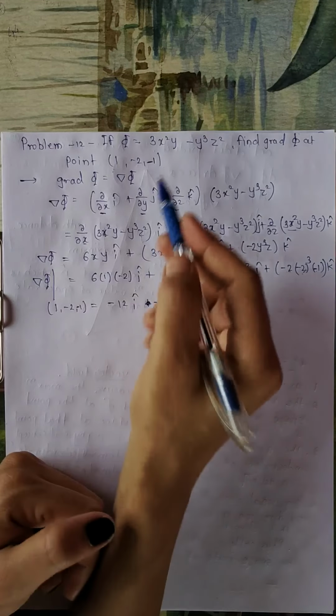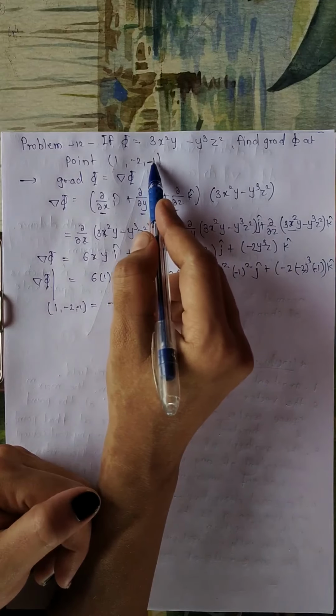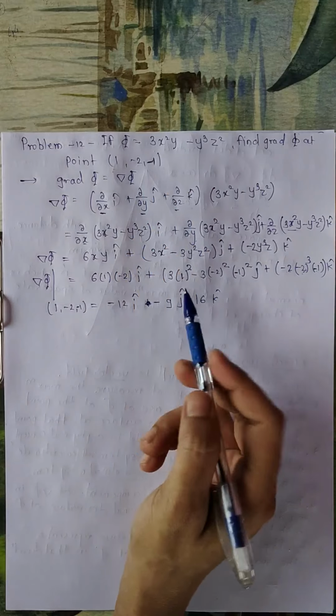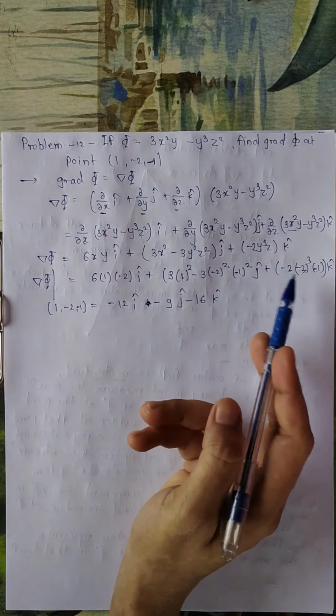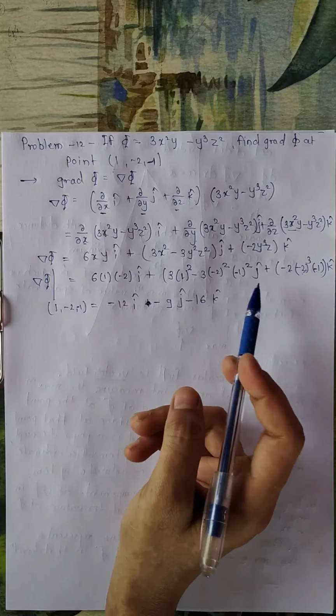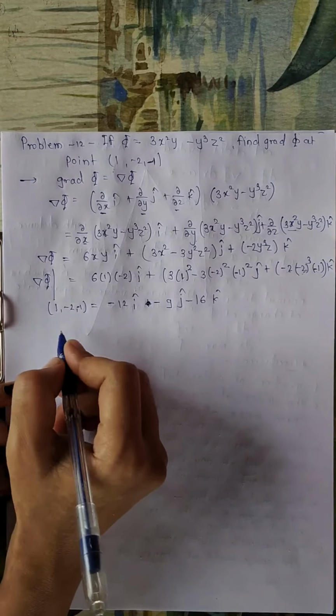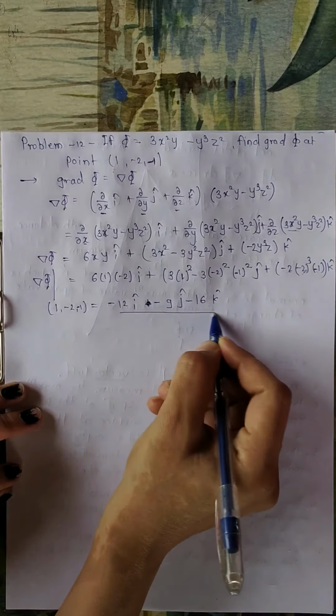I'm sorry for this mistake. By mistake I wrote +1 here. In the problem it is -1. So we have to substitute z as -1. Please make those corrections. And this is nothing but the value of del phi at the given point, and the solution of problem number 12.